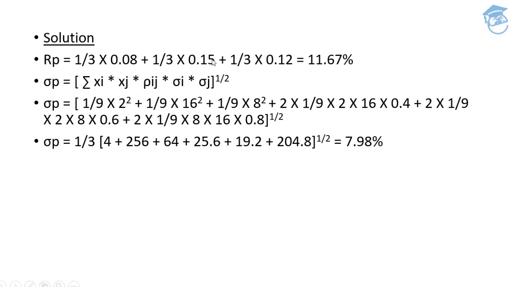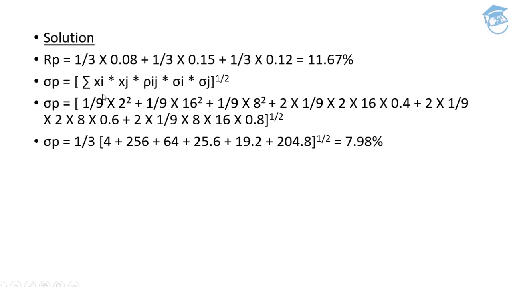So here is one: A square, then B square, then C square, because in this quiz there are three different returns of the security: A square plus B square plus C square, then plus 2 with AB, then plus 2 with BC, and plus 2 with CA, like this. So this is 1 divided by 9, which is the square of 1 divided by 3.